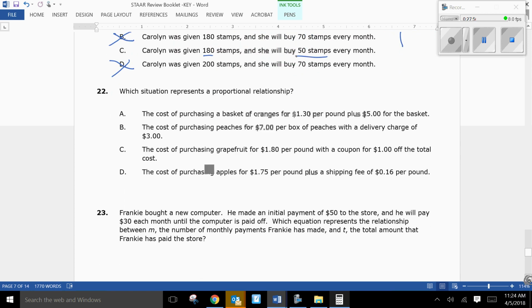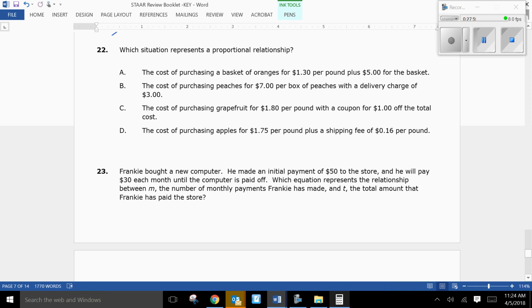Okay, number 22, which situation represents a proportional relationship? The cost of purchasing a basket of oranges for $1.30 per pound plus $5 for the basket. Well, $5 would only occur one time. So I wouldn't only be multiplying, I would need to multiply and add. And I want to only be multiplying for a proportional relationship. So A is wrong. The cost of purchasing peaches for $7 per box of peaches with a delivery charge of $3. So here I would multiply. That's fine for a proportional relationship. But then I would add. That makes it not proportional anymore.